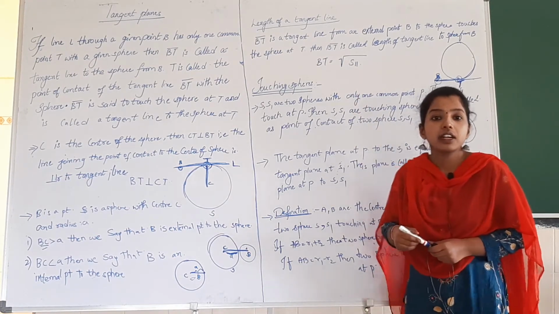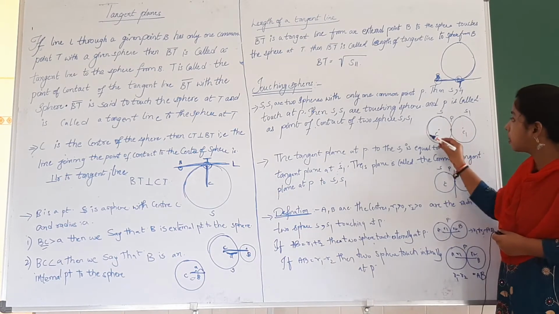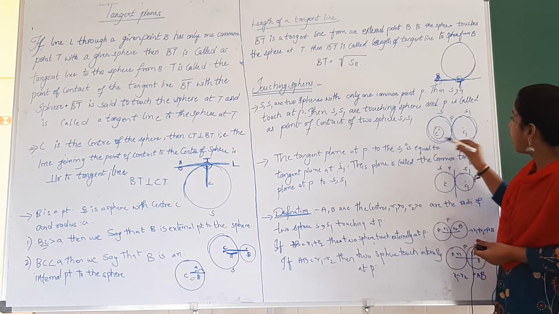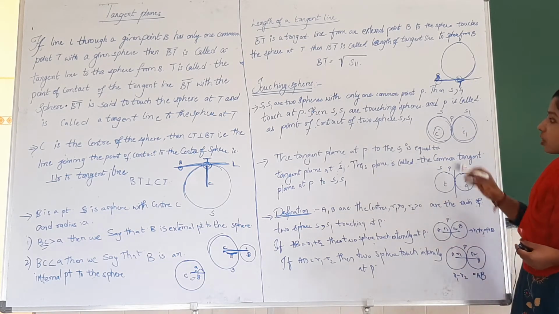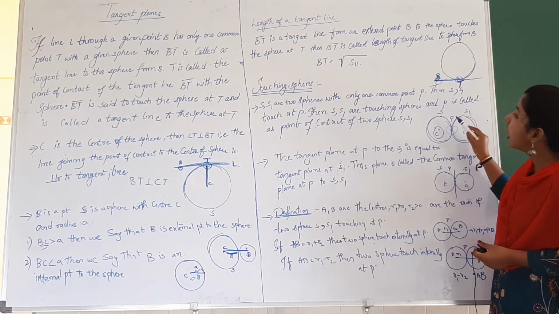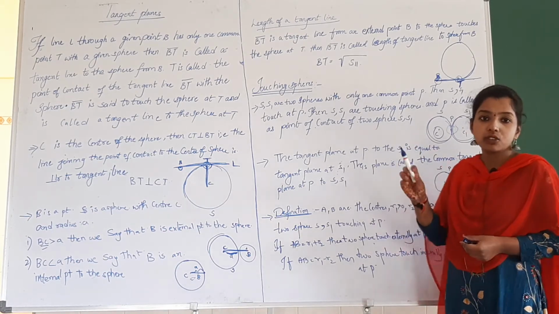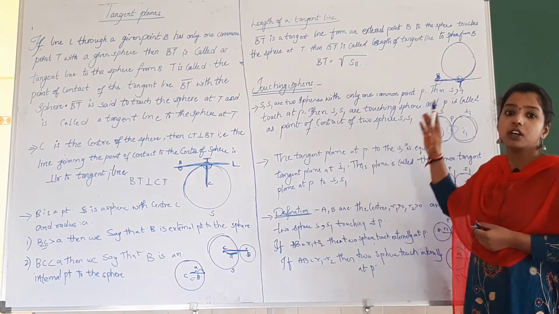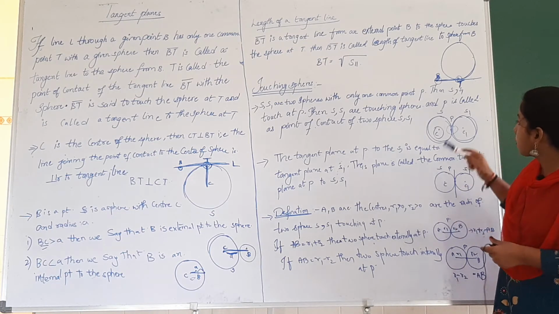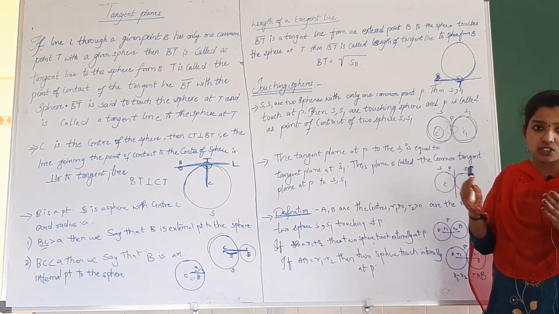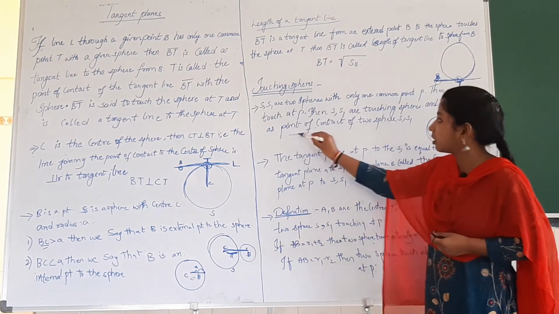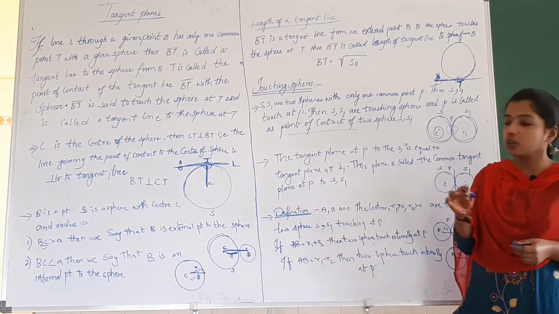And the next one is touching spheres. Here S is a sphere and S1 is another sphere. The center of S is C and the center of S1 is C1. These two spheres touch at one point, and that point is P. P is the one common point of the two spheres, so that point is called the point of contact. That common point is said to be the point of contact of the two spheres.